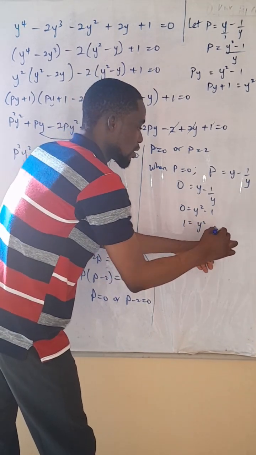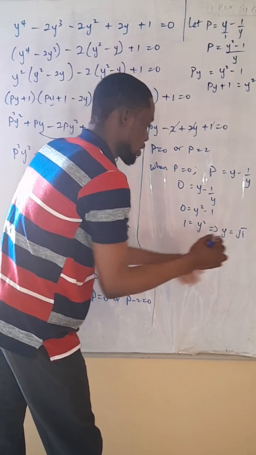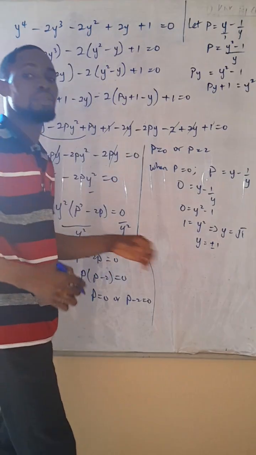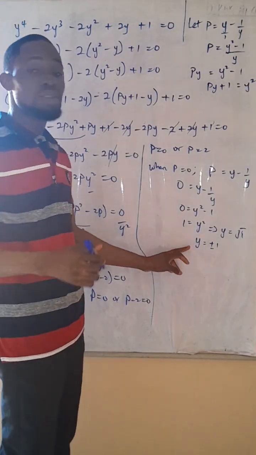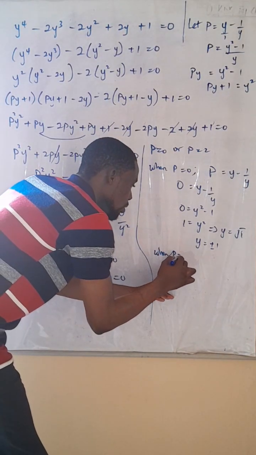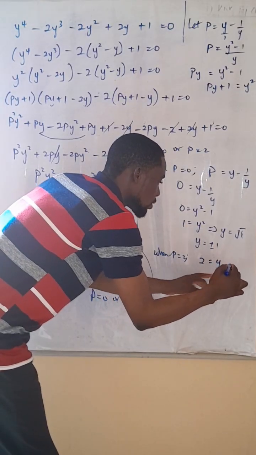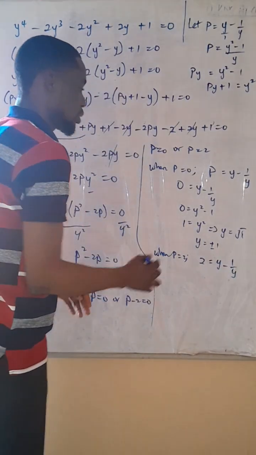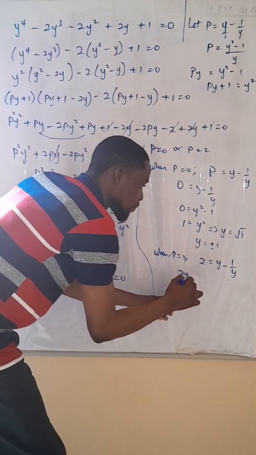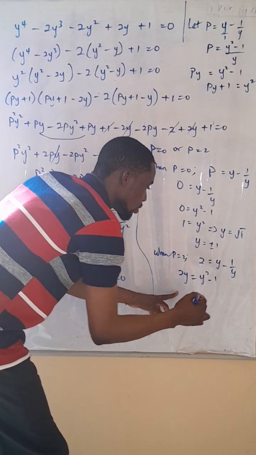This implies that my y equals to the square root of 1. So the square root of 1 will give me plus or minus 1. Then that's my first two values of y. Then when p equals to 2, substituting there again, I have 2 equals to y minus 1 over y. At this point, multiply all through by the LCM, which is y. What do I have? 2y equals to y squared minus 1.